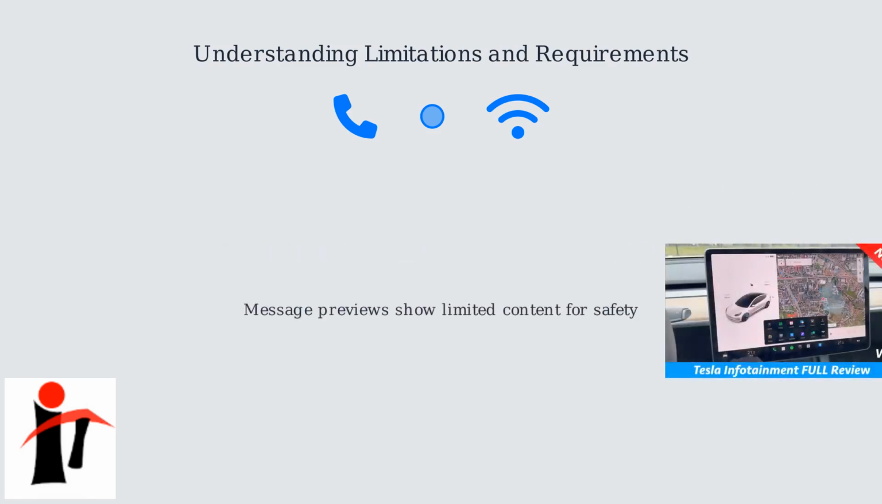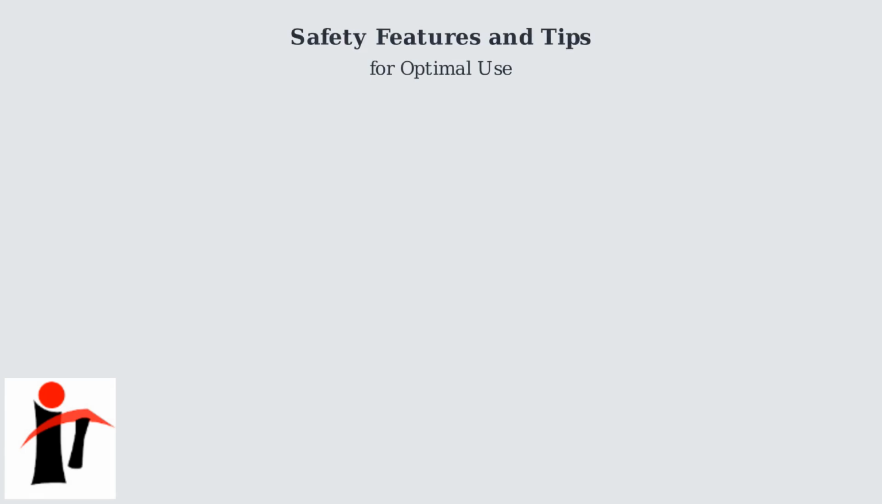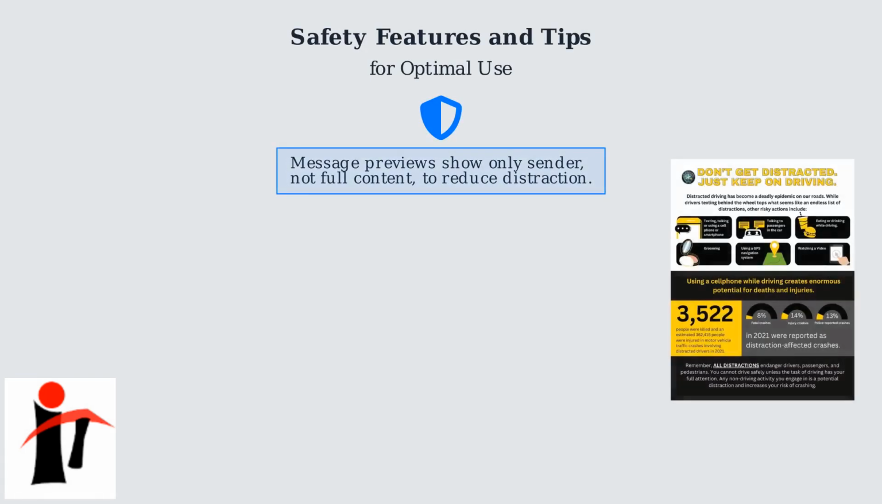For safety reasons, Tesla prioritizes minimizing distractions while driving. Message previews only display limited content, preventing full message text from appearing on the screen during alerts. Tesla's hands-free messaging system prioritizes safety with features designed to minimize distractions while driving. Message previews display only the sender's name and a brief notification without showing the full message content, helping you stay focused on the road. The system fully complies with NHTSA guidelines and distracted driving regulations to promote safer vehicle operation.